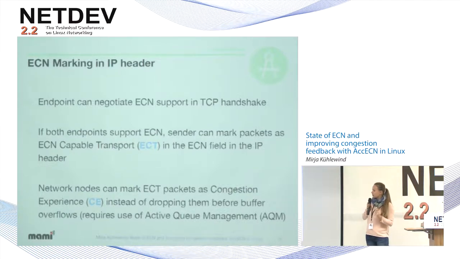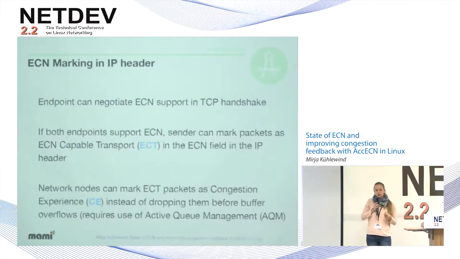Okay, now we go a little bit into detail. So ECN, first of all, you have to negotiate it on the handshake because both of the endpoints have to support it. So you as a sender will mark your packets as ECN capable, but the receiver on the other end will actually see if there was congestion on the link and has to tell you about it. So you have to know that the other end is supporting ECN, otherwise you cannot use it.